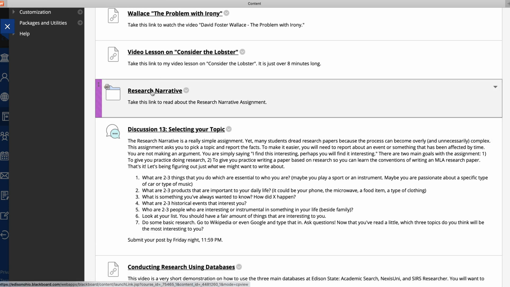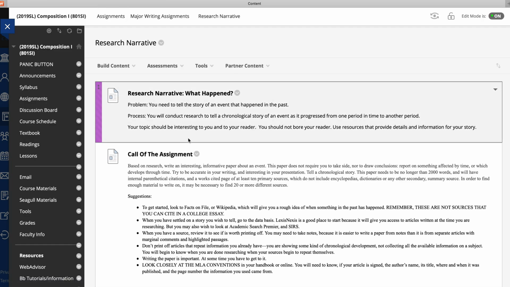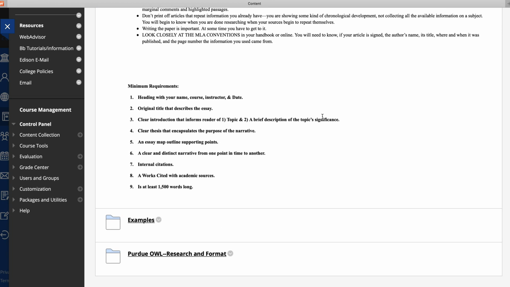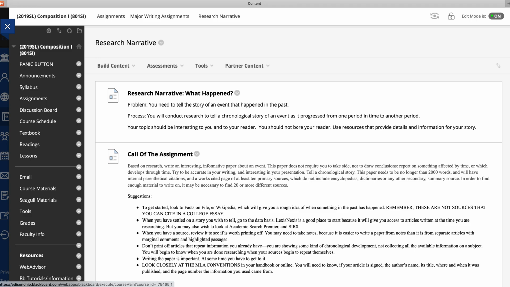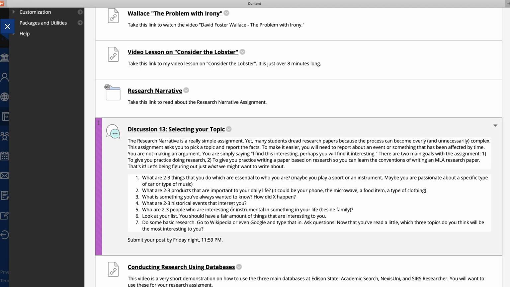First is information on the research narrative. This link is going to talk to you about it. It's just looking at what happened. You're telling a story that happened in the past. Do not make picking a topic too difficult. Just pick something that happened in history. It needs to be an interesting paper. I have some examples, and I'll provide some more information about this paper. But the main thing is we're writing a paper that tells us something that happened.